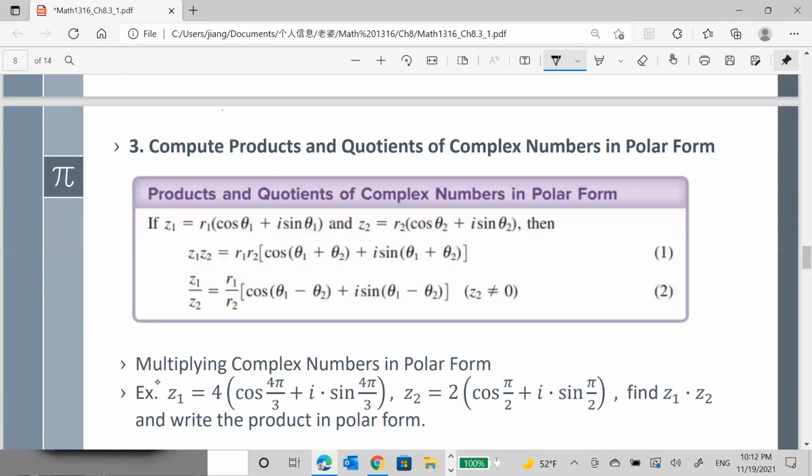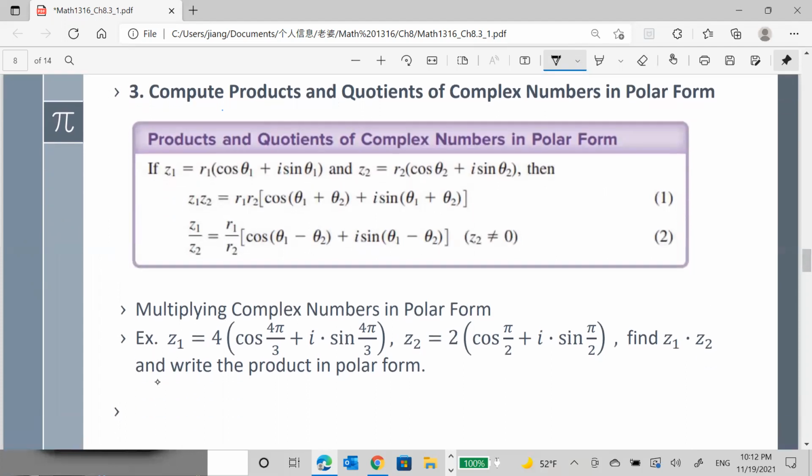Next one, compute the product and the quotients of complex numbers in polar form. If the first complex number is z1 equals r1 times cosine theta 1 plus i sine theta 1, z2 equals r2 times cosine theta 2 plus i times sine theta 2. When I multiply z1 and z2, first multiply r1 and r2 together. And then the next term in the brackets is cosine of theta 1 plus theta 2, because this is multiply, inside is plus. And then another term is i times sine of theta 1 plus theta 2.